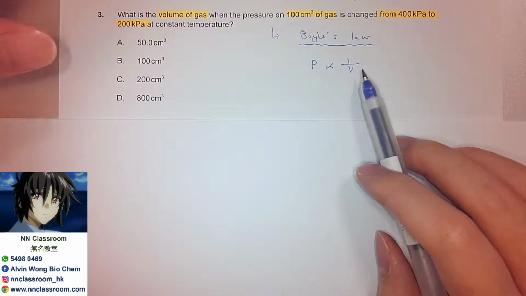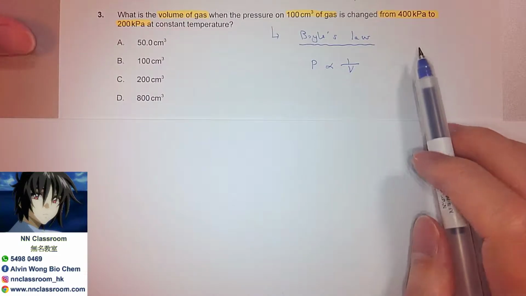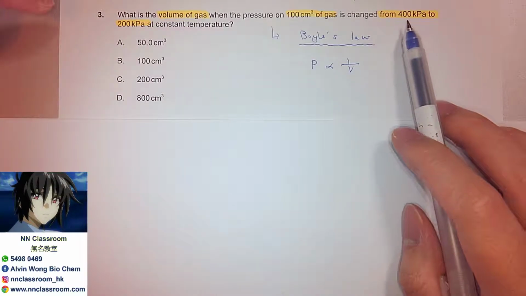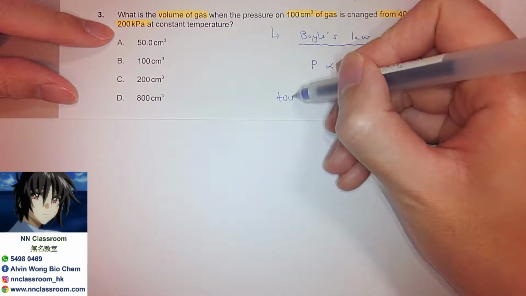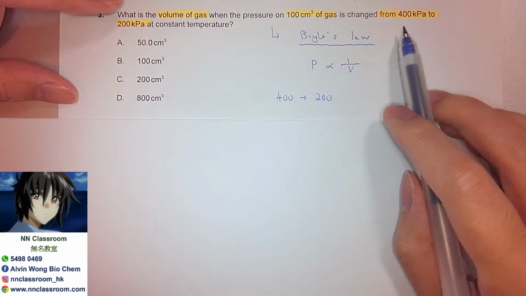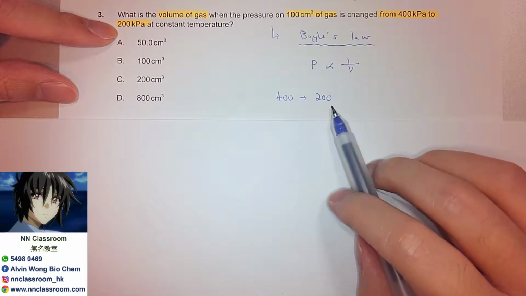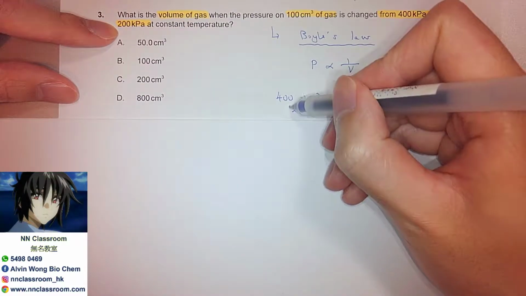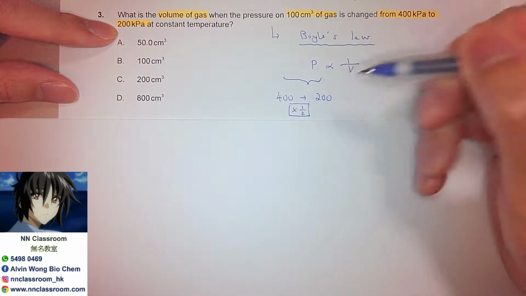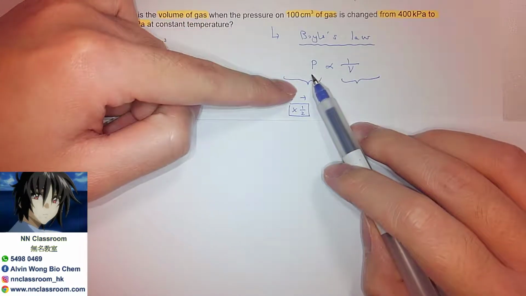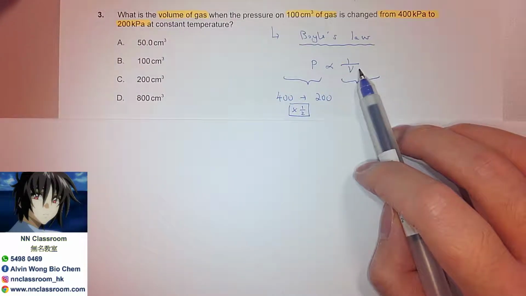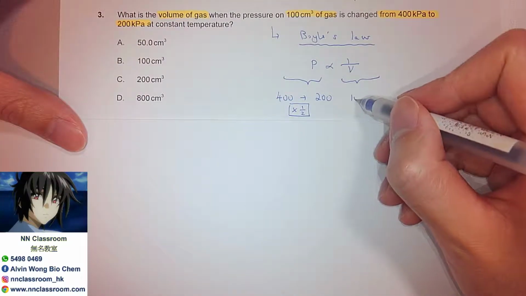So with this concept in mind, the question now gets so simple. Because what we are doing is changing the pressure from 400 to 200, right? That means the pressure is now getting halved. Makes sense? So according to this logic, when you decrease, I increase. So the volume, supposedly 100, right?